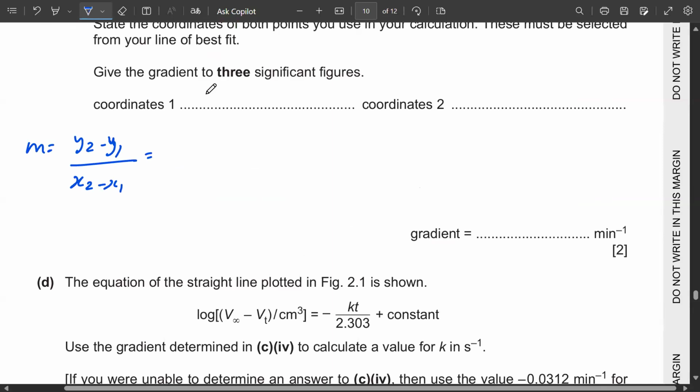Give me your coordinates here. 5 and 1.467. Are these the y-axis values? The first one, the 5 is x, and then the y is 1.467. Okay?